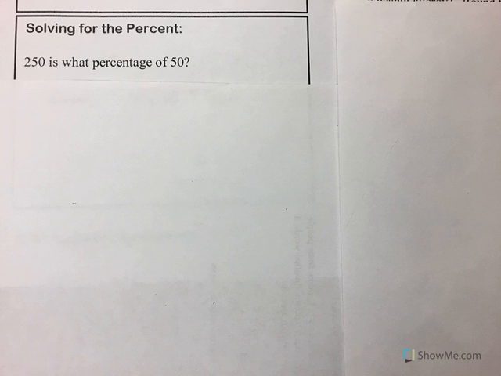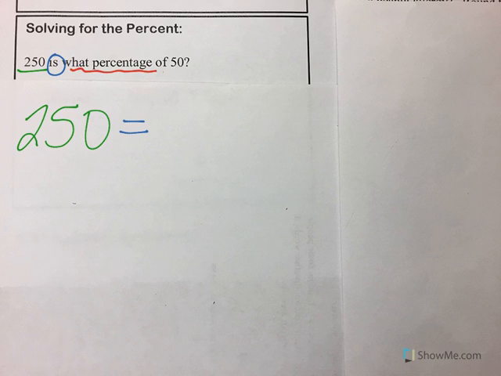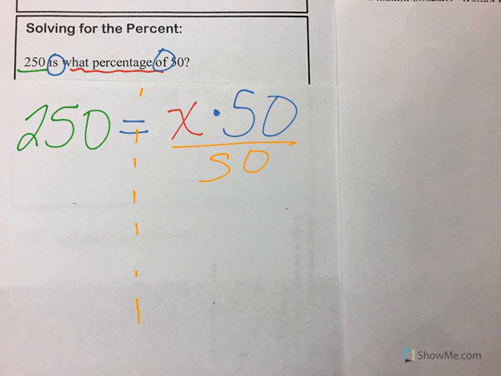Next problem. 250 is what percentage of 50? Again, let's go left to right. I just start with 250 is equals. It says what percent? Well, I don't know. And then of, remember that of is multiplied by 50. So when you're multiplying x times 50, whatever is attached to x is what we divide by. So we're dividing both sides by 50, and I get x equals 5.